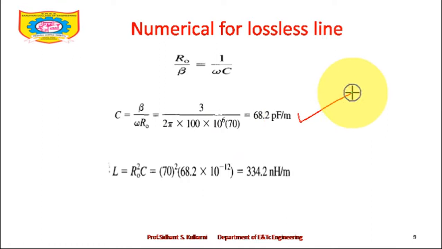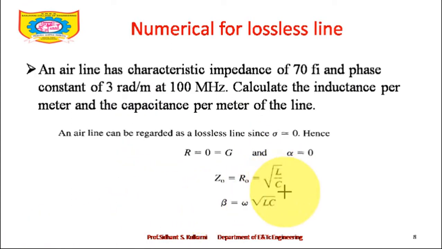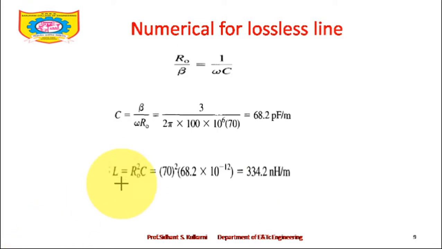So I got the value of capacitance as 68.2 picofarad per meter. Similarly, either I can put the value of capacitance in any of these equations, equation 1 or 2, to get the value of L, or you can divide those equations and you will get the value of inductance as 334.2 nanohenry per meter. So this is another type of numerical which can be asked in the examination, where instead of giving you the generalized transmission line, a lossless transmission line or a distortionless transmission line will be given and you should be able to find the values of the primary constants.